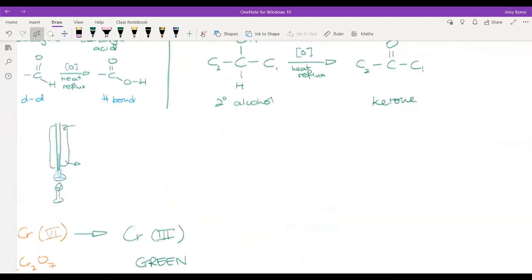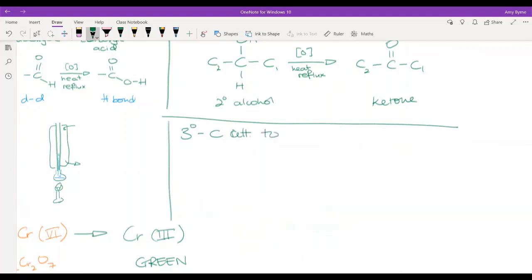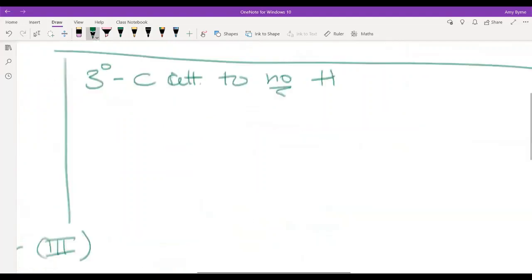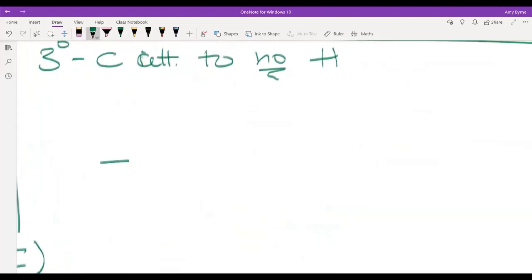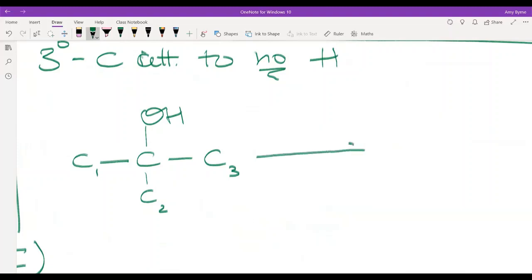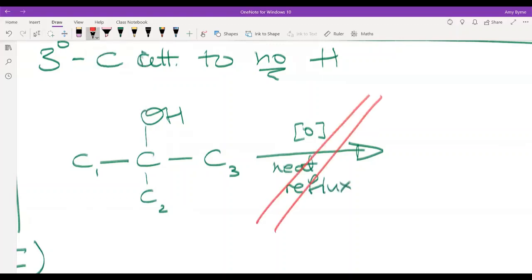When I look at a tertiary, so that is where my carbon is attached to no hydrogens. So what I mean, I've got a carbon chain C1, a carbon chain C2, and a carbon chain C3. And I have my alcohol group attached there. It doesn't matter what I do. I can add an oxidant, I can add heat, I can add reflux. Nothing's going to work. I do not see a reaction.